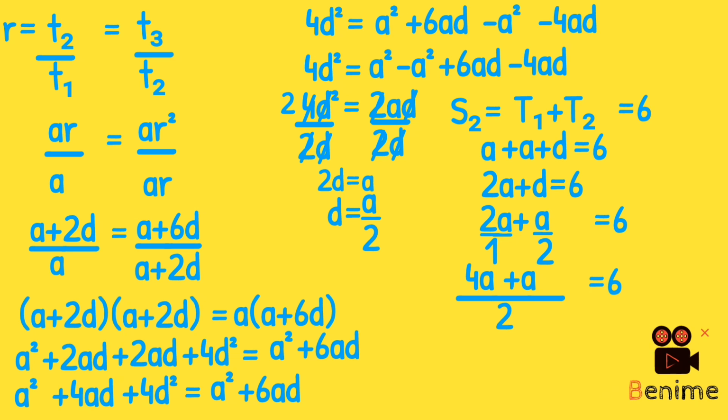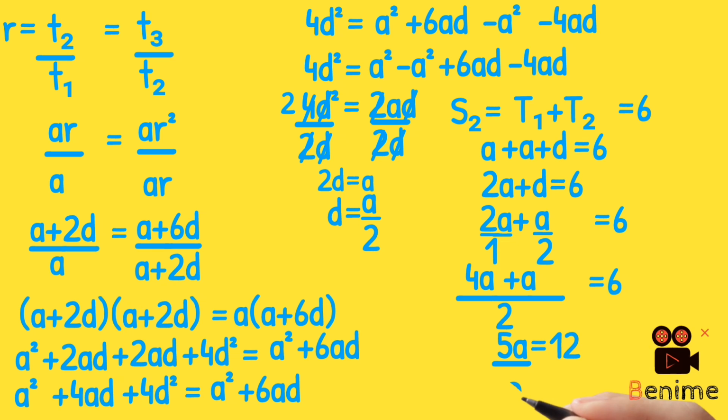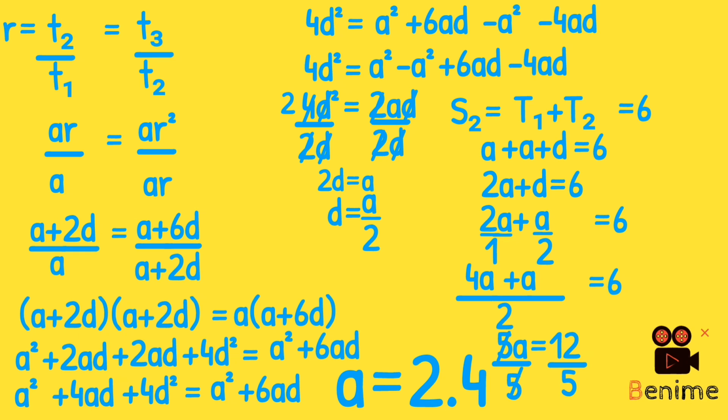Then you cross multiply, you have that 5A is equal to 6 times 2. So when you simplify it, you have that 5A is equal to 12. Then you divide both sides by 5, you have that A is equal to 12 over 5. That in decimal, 12 over 5 is 2.4. So A is equal to 2.4. You've gotten your first term.